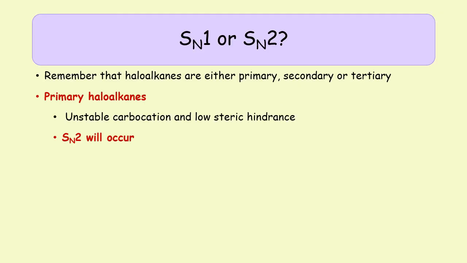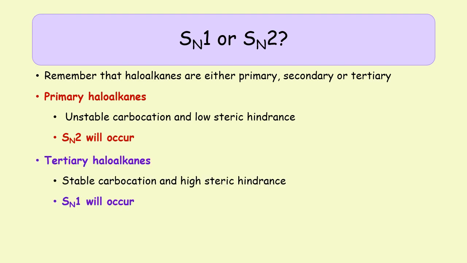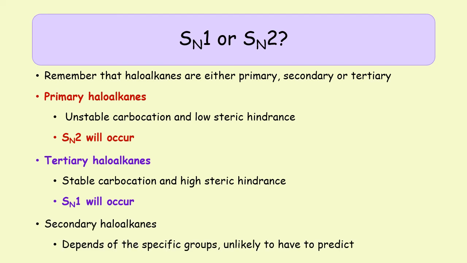So how do we determine? So primary haloalkanes, SN2 will occur because you have an unstable carbocation and low steric hindrance. Tertiary haloalkanes, you've got stable carbocations and high steric hindrance, so you'll have SN1. And for secondary ones, it's going to be dependent on the specific groups attached to the carbon bonded to the halogen, so it is unlikely to predict, and you would likely have rate data information.